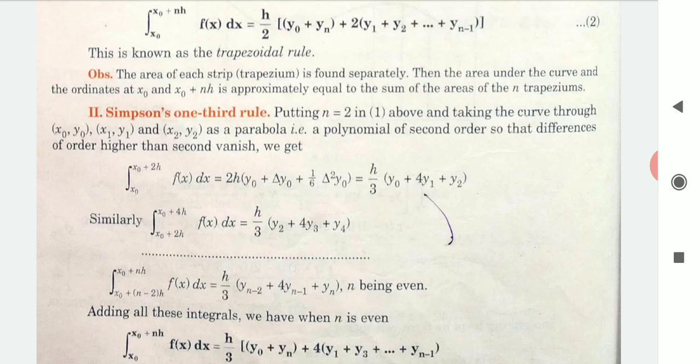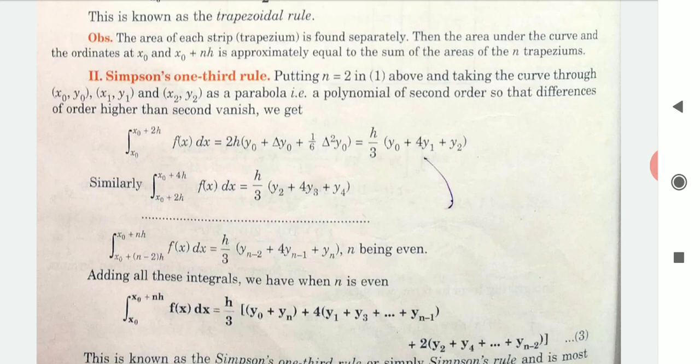For Simpson's 1/3 rule we have to do again two things. Okay, we have to put n is equals to 2 here, unlike in the previous case where we put n is equals to 1. So putting n is equals to 2 in Newton-Cotes formula and taking the curve through x0, y0, x1, y1 and x2, y2 as a parabola, that is a polynomial of second order, so that the differences of order higher than 2 vanish. This fact you know. If you don't know, just go through the previous lecture notes, even before mid-semester.